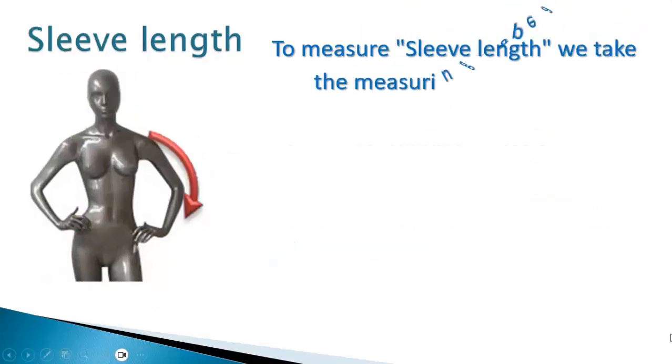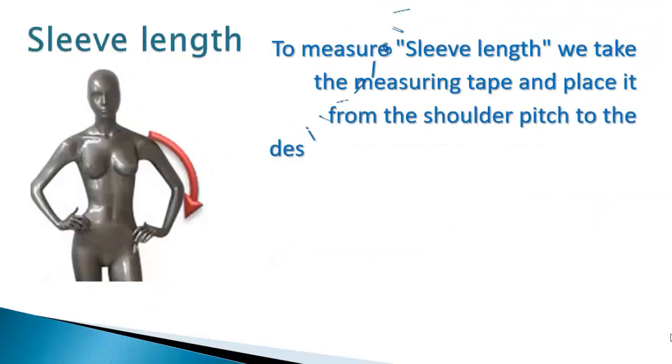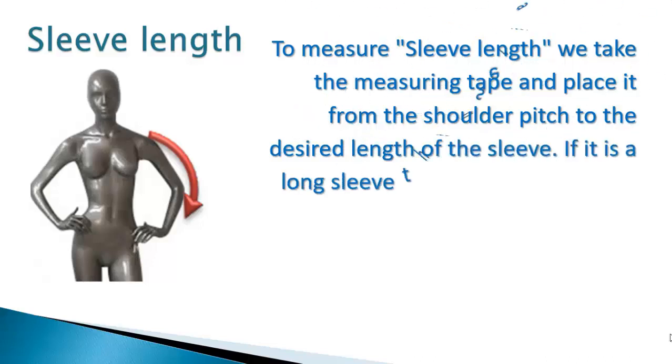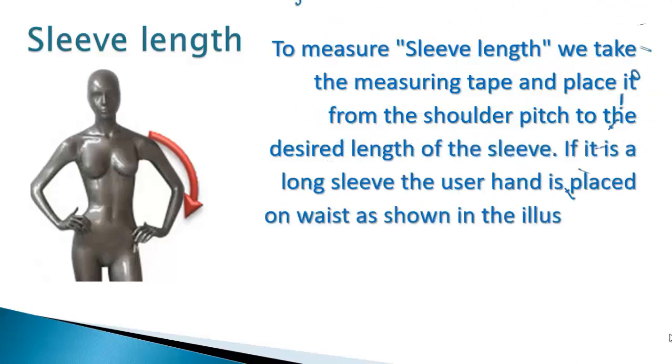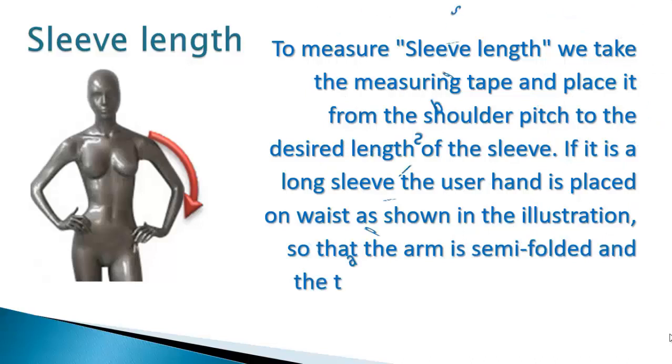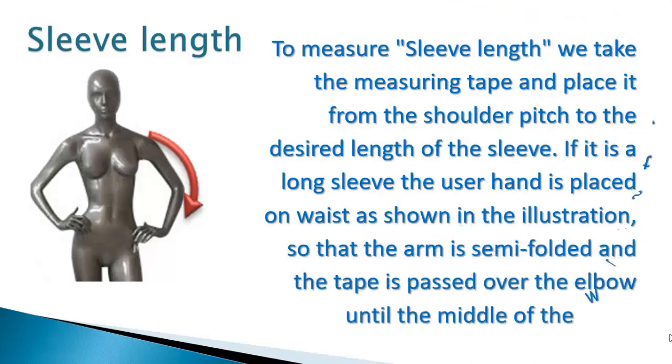To measure sleeve length, we take the measuring tape and place it from the shoulder pitch to the desired length of the sleeve. If it is a long sleeve, the user puts the hand on the waist as I showed in the illustration, so that the arm is semi-folded and the tape is passed over the elbow onto the middle of the waist.